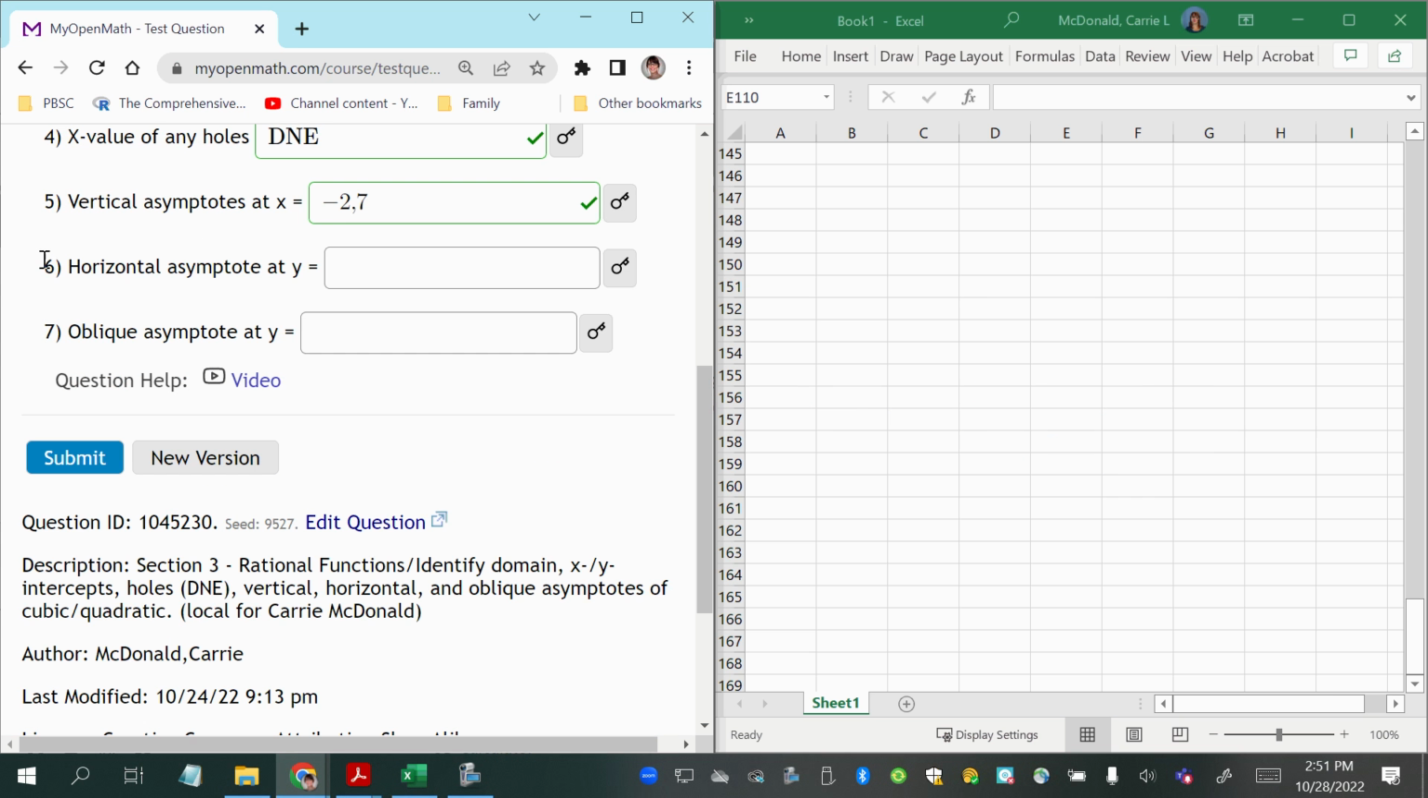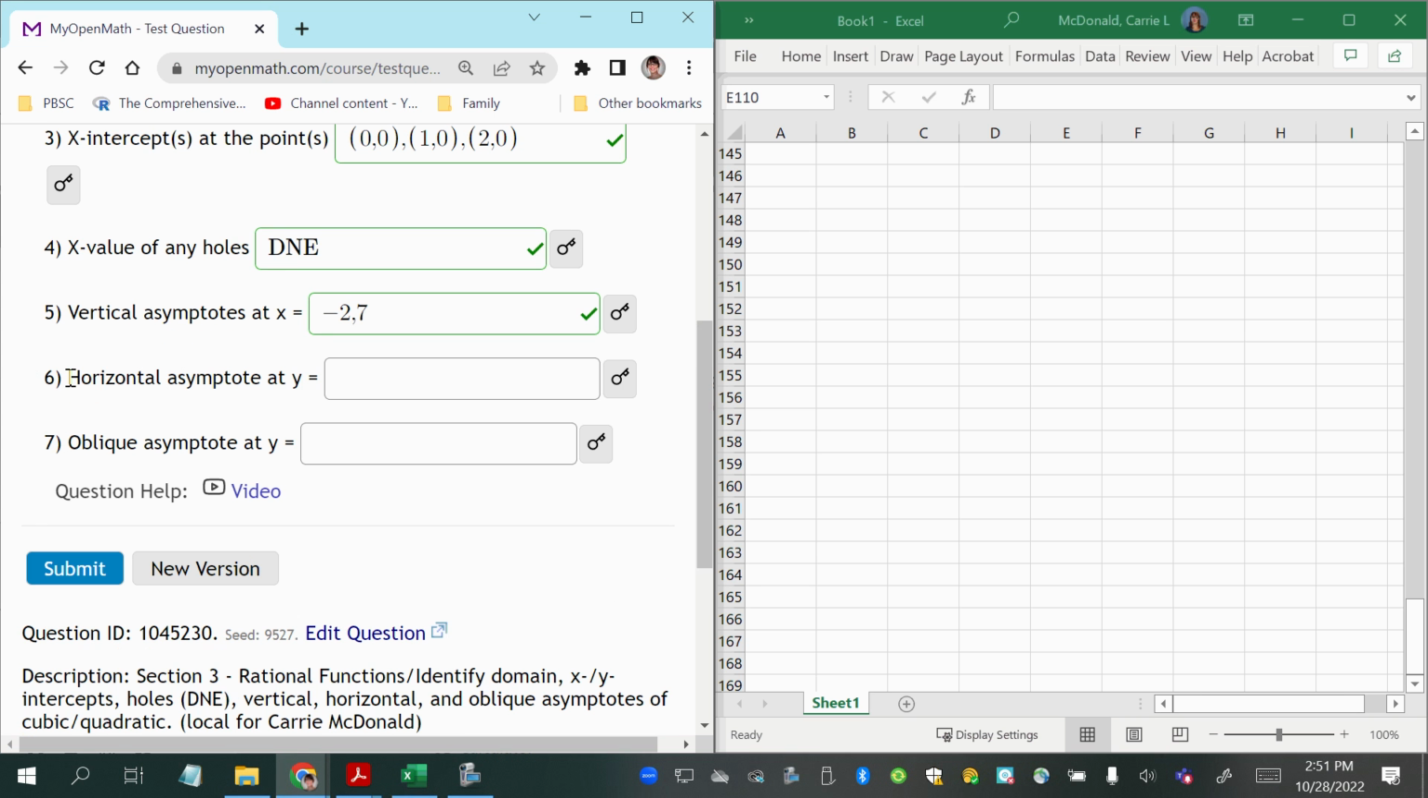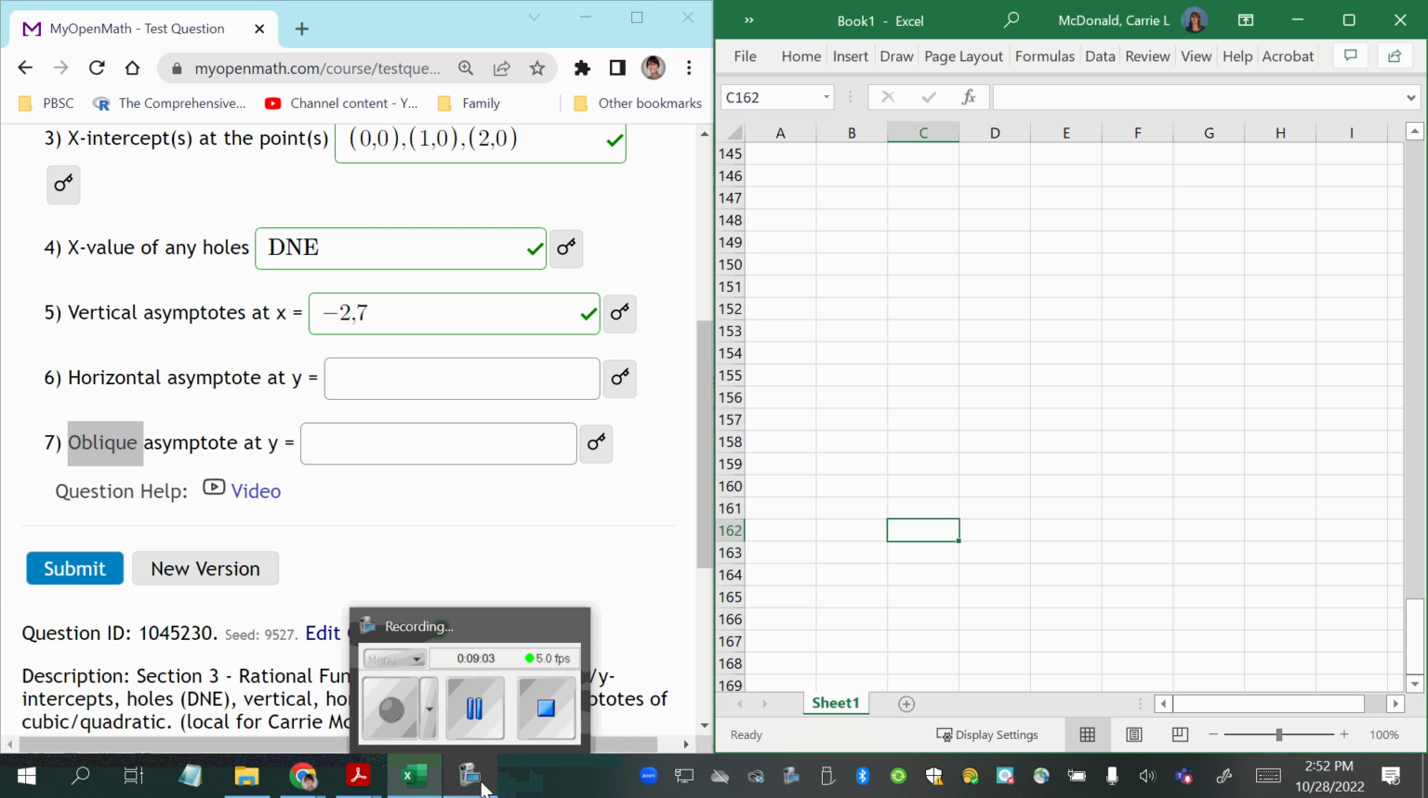Okay, but now what about horizontal asymptotes and oblique asymptotes? Rational functions will have one or the other: either a horizontal asymptote, a horizontal line where the function usually doesn't cross, although it can, or an oblique asymptote, which is slanted. Oblique means slanted. But you'll have one or the other. Now, how do we know? Let me open up a place in the textbook that helps us visualize or refer to the information we need here.